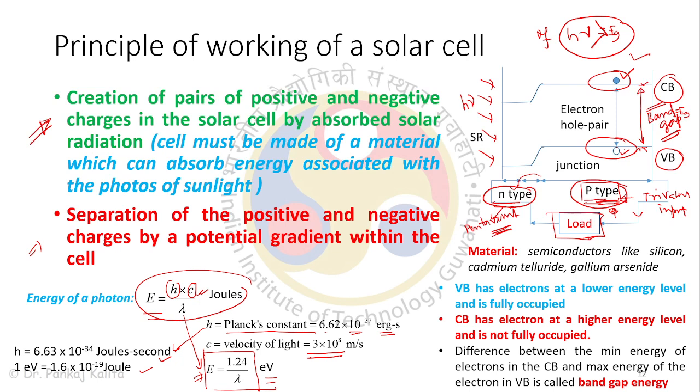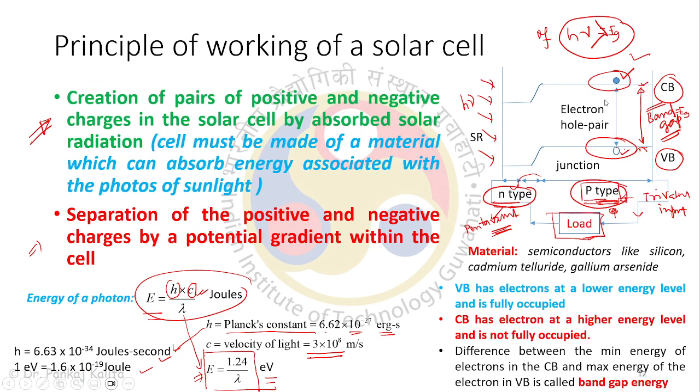This electron-hole pair is the source of the potential we get across our PV cells, right? This formula is well known: E equals hc by lambda, where h is Planck's constant, c is the velocity of light, and lambda is the wavelength of the incoming solar radiation. As the wavelength increases, the energy corresponding to the photon decreases, and this energy is utilized to create the electron-hole pair in the solar cell.